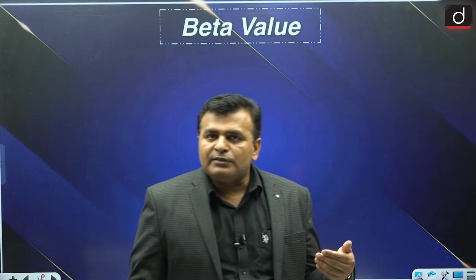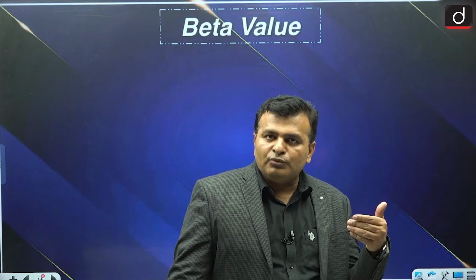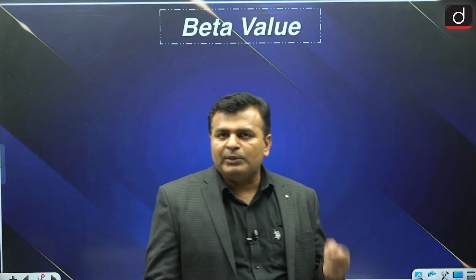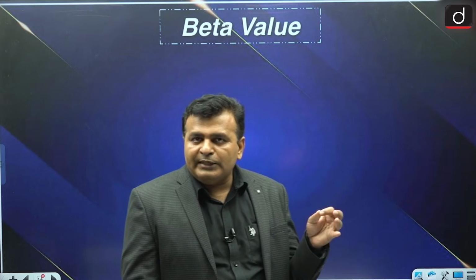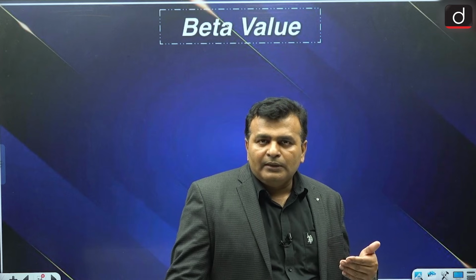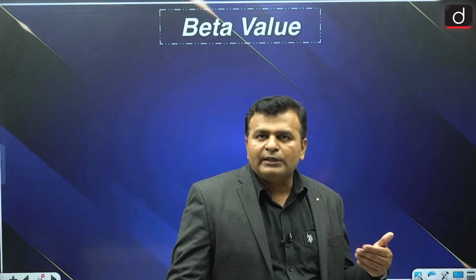So some of the shares are highly volatile. They move at a very fast pace, whether it is upward in direction or it is downward in direction. On the other hand, some of the stocks are relatively stable and they move at a very slow pace, whether it is upward in direction or it is downward in direction. So with the help of beta value, it is measured how volatile the shares of a company are, how volatile a particular stock is.